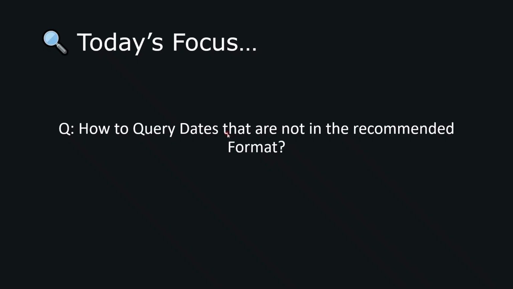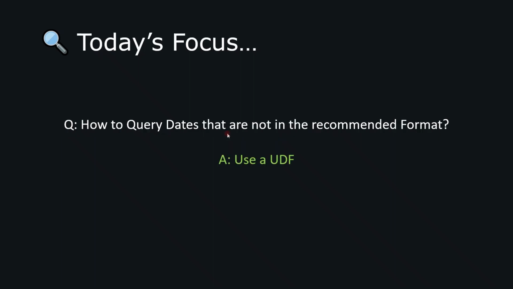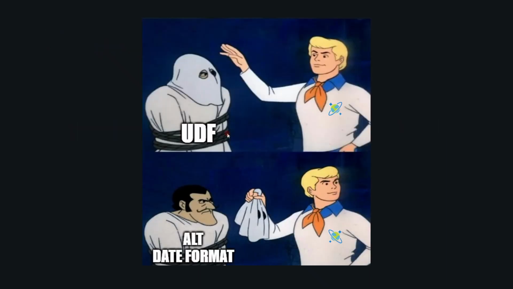So in the slides, how to query dates that are not in the recommended format, we would basically use a user-defined function, and that's only if we're querying data that is not in the correct format. There might be other ideas in terms of reloading the data or formatting the data with some kind of stored procedure. But for this case, in CosmosDB, we're able to mask alternative date formats using a user-defined function. There will be more examples that we can look into in future videos.